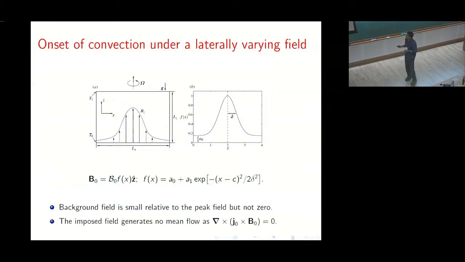To study this further, what we did is we set up a model in Cartesian geometry where we had an inhomogeneous magnetic field. So we had an axial magnetic field which was laterally varying. Okay, so the magnetic field is in the z direction, it is a function of x. And we chose a function such that this imposed field does not generate any mean flow through the momentum equation. This is ensured by calculating curl of J0 cross B0. That is 0, then we don't have to worry about any mean flows that are coming out of this magnetic field.